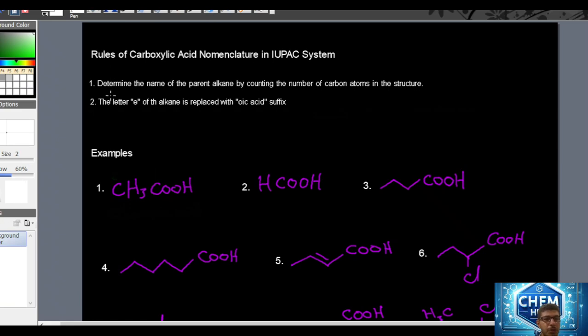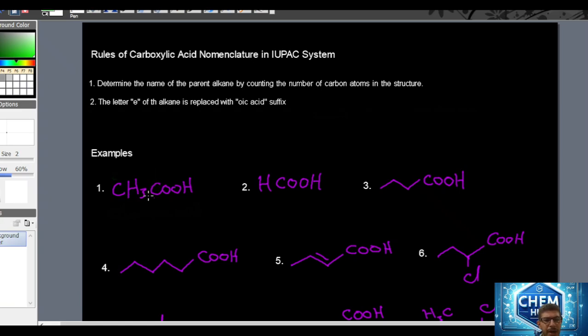You have first to determine the name of the parent alkane by counting the number of carbon atoms in the structure. Then the letter E of the alkane is replaced with the oic acid suffix. So let's apply this in these examples.